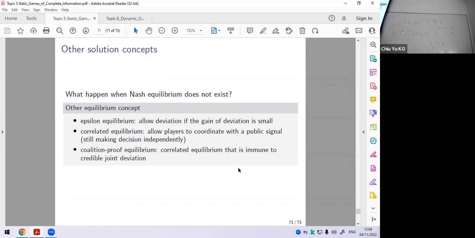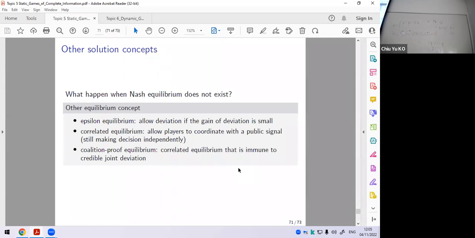And here, this one is very simple. The idea is, I randomize independently, okay? Can they randomize in a coordinated way? It means that maybe we have a public device, okay? We see the sun. Today if it's sunny, we go to opera. If today is rainy, we go to football. Why is this better? Because we never miss, right?